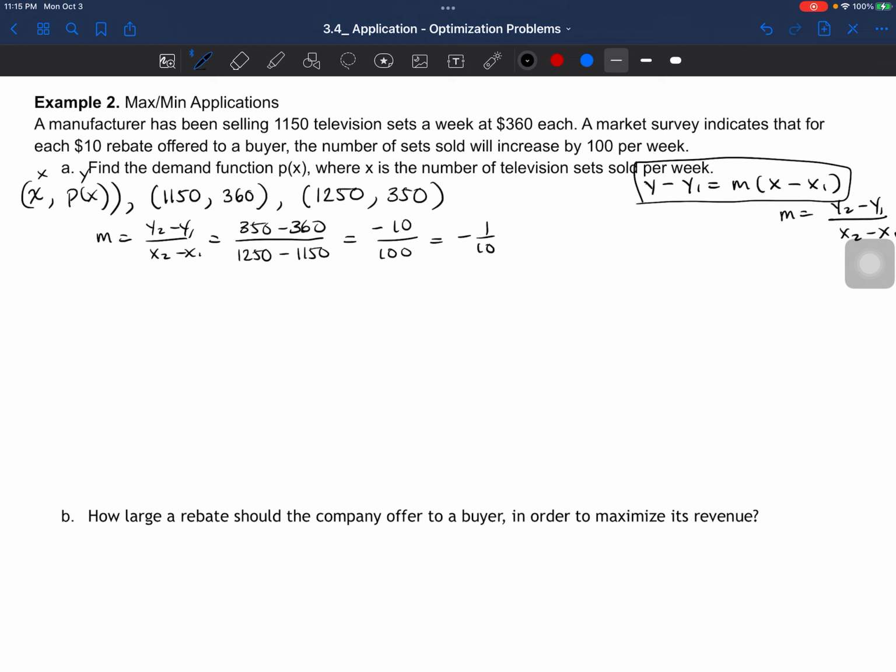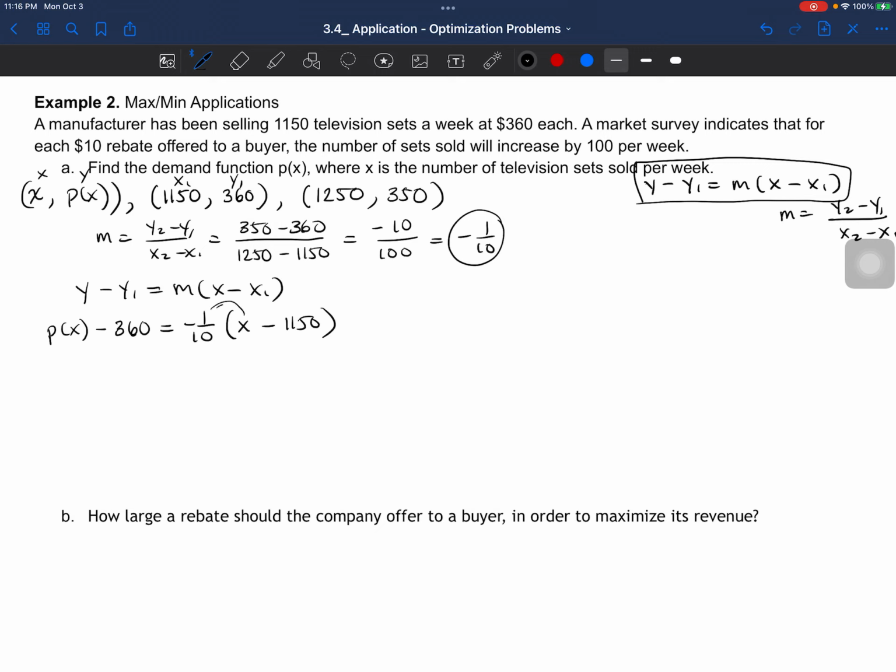where we know that P of x is our y. So following y minus y1 equals m times x minus x1, our y is our P of x. Our y1 will be one of our points, which in this case is 360, our original price. And then m is the slope that we just found, which is negative 1 over 10. And then times x minus x1, which is the original number sold. And there you go, right?